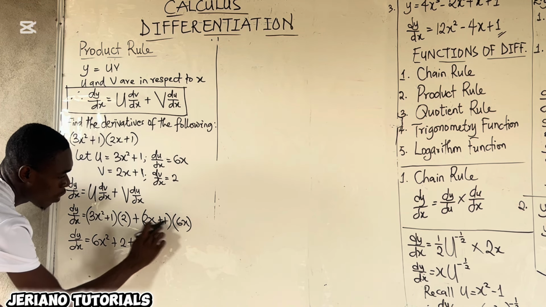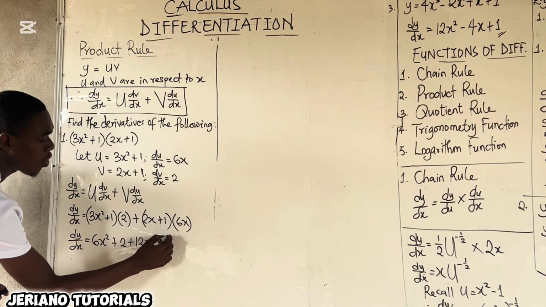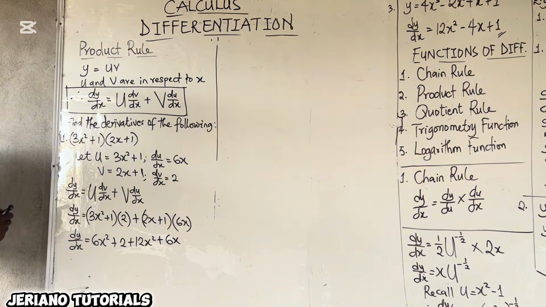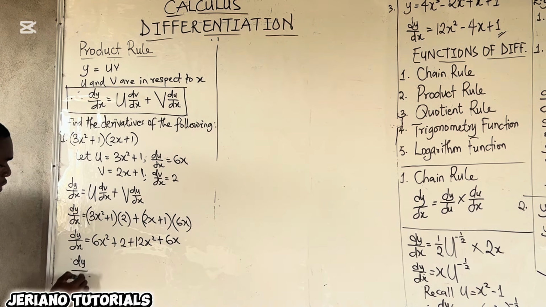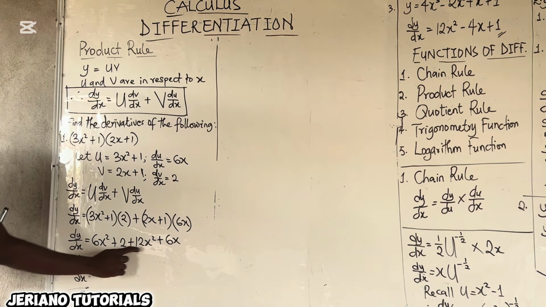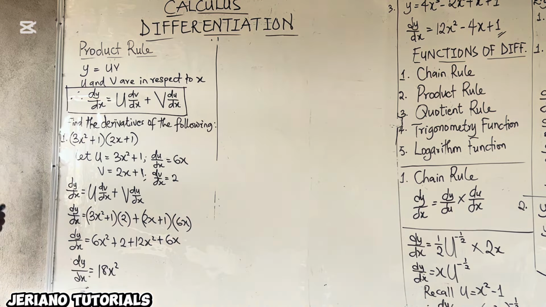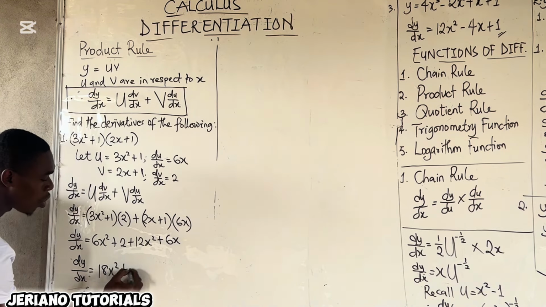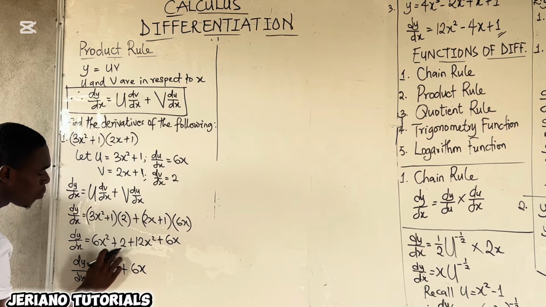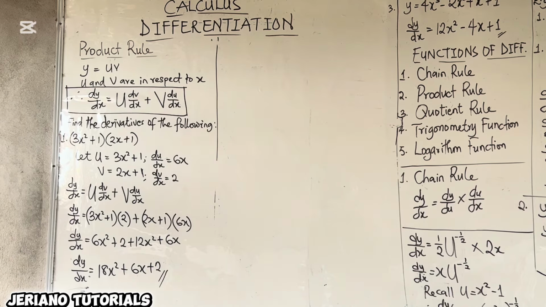12x squared. 6 times 2, 12. x times x squared plus 6x times 1, 6x. Now dy/dx becomes, when you collect like terms, 6x squared plus 12x squared, it is 18x squared. Now plus 6x plus 2, and this is our answer on product rule.